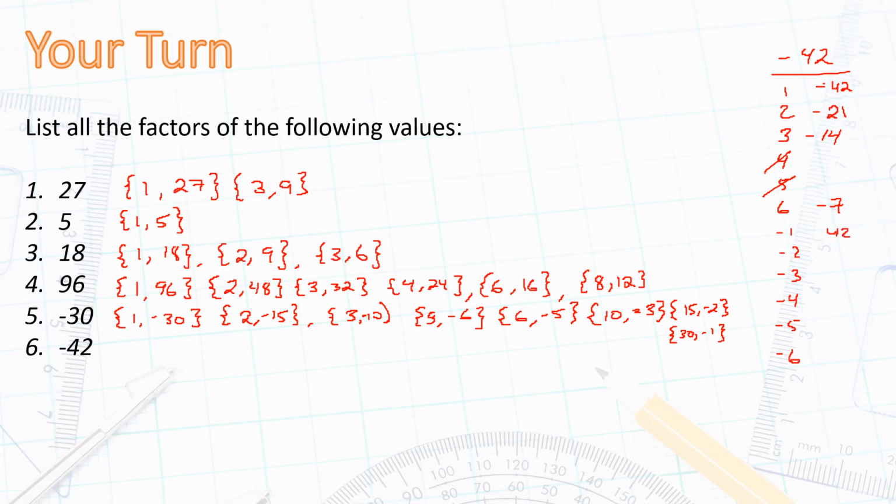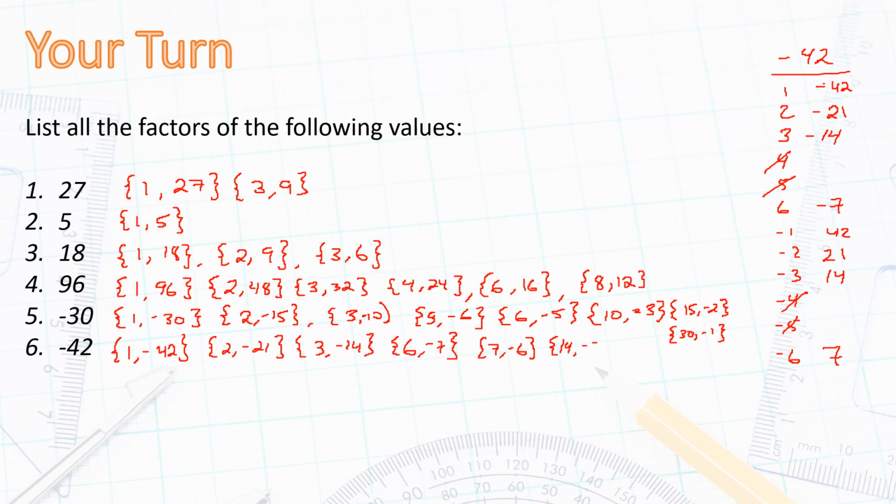And then just the other way around. So 42, 21, 14, no, no, and 7. So then you write out your pairs. So we got 1 and negative 42, 2 and negative 21, 3 and negative 14, no 4, no 5, 6 and minus 7, 7 and minus 6, so we got 14 and minus 3, and 21 and minus 2, and then 42 and minus 1. Sorry, my list got a little messy there, but you get the idea. Listing out your pairings.